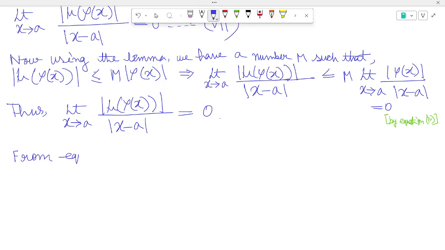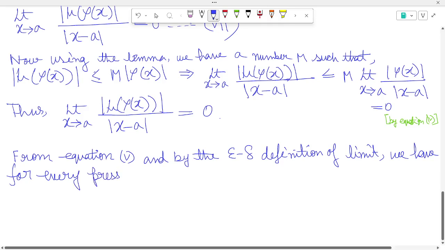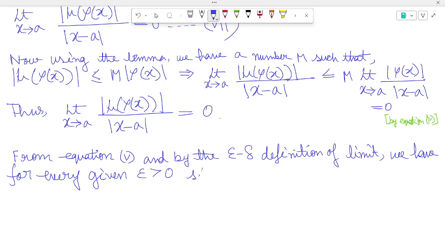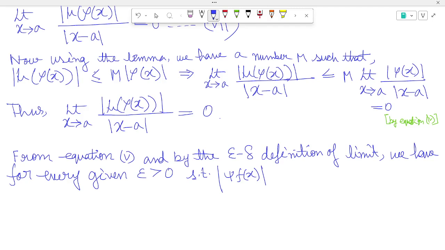From equation 5 and by the epsilon delta definition of limit, we have for every pre-assigned or every given epsilon greater than 0 such that modulus of this thing, what was the thing?